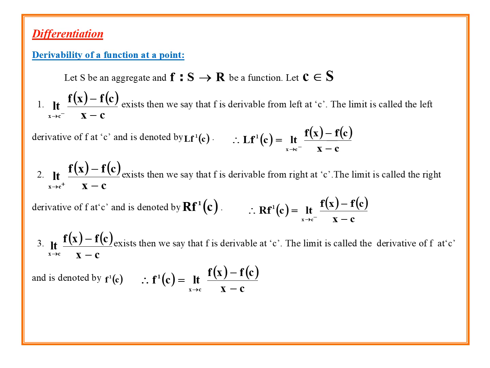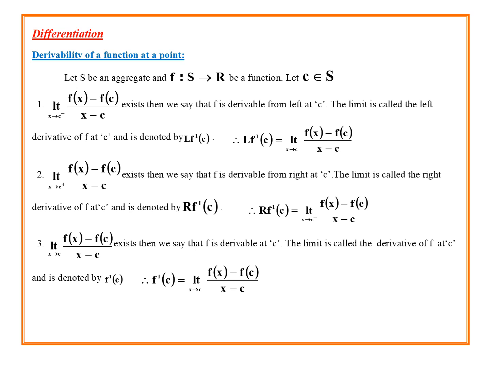Now the right hand derivative. If the limit as x tends to c plus of (f(x) minus f(c)) by (x minus c) exists, then we say that f is derivable from right at c. The limit is called the right derivative of f at c and it is denoted by Rf'(c). Therefore, the right hand derivative Rf'(c) is equal to the limit as x tends to c plus of (f(x) minus f(c)) by (x minus c).